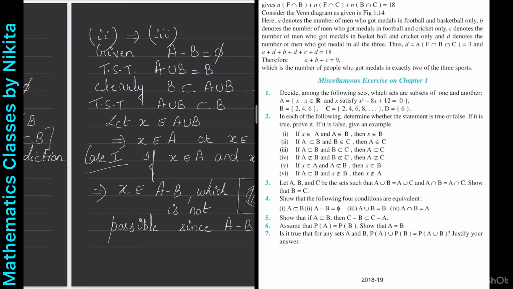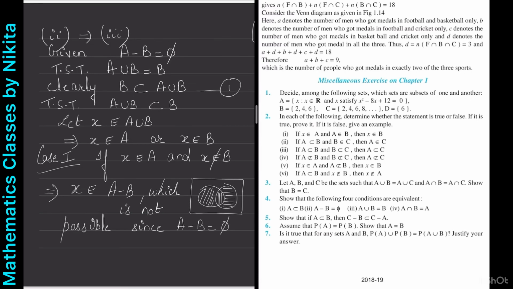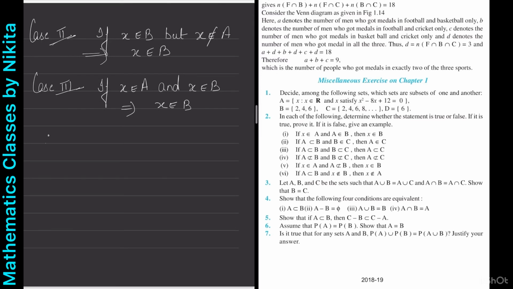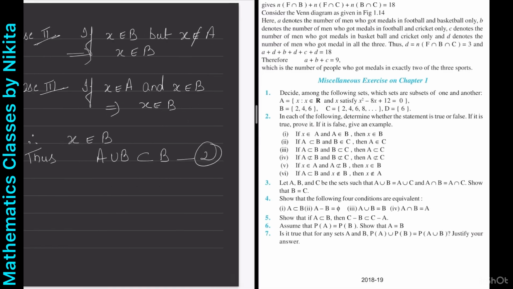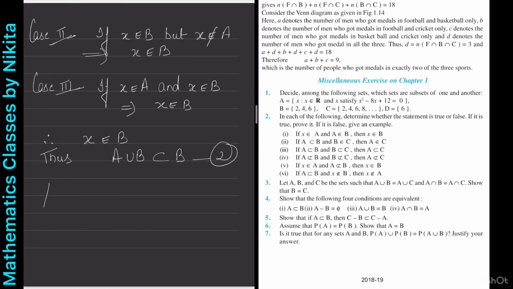So from all the three cases, पहला केस तो पॉसिबल ही नहीं है और दूसरे और तीसरे केस से मुझे क्या मिल गया? X belongs to B. So therefore X belongs to B. So thus what I get? That A union B is contained in B. Mark this as 2. Now see 1 and 2. 1 says B is contained in A union B and 2 says A union B is contained in B. So from 1 and 2 I get A union B is equal to B. यही प्रूफ करना था. So 2 implies 3 भी हो गया.